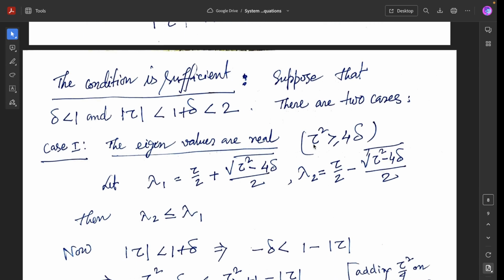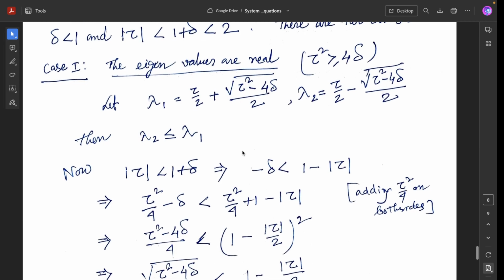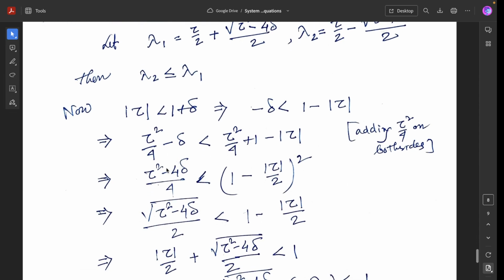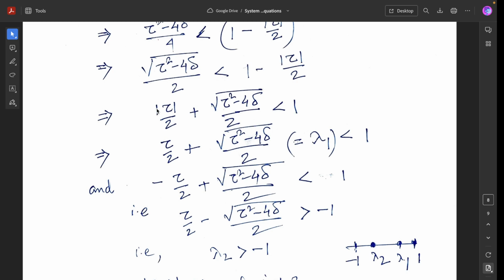Then also there are two cases. First case, eigenvalues are real, tau square greater than or equal to 4 delta, and lambda 1 is this, lambda 2 is this, and lambda 2 is less than lambda 1. Now modulus of tau less than 1 plus delta, so this implies minus delta is less than 1 plus modulus of tau. So adding tau square by 4 on both sides, we get this, and after simplification we get this result: modulus of tau by 2 plus root of tau square minus 4 delta by 2 is less than 1.